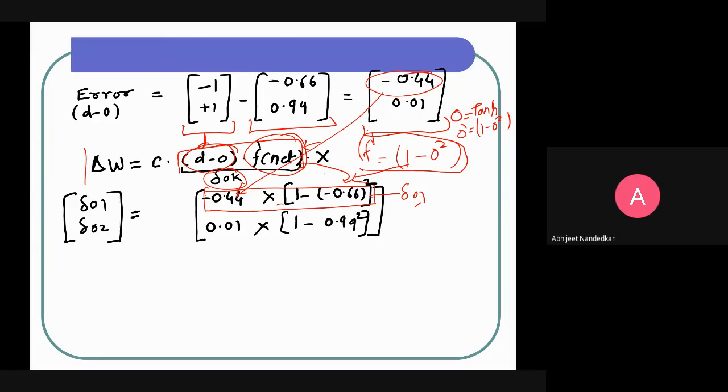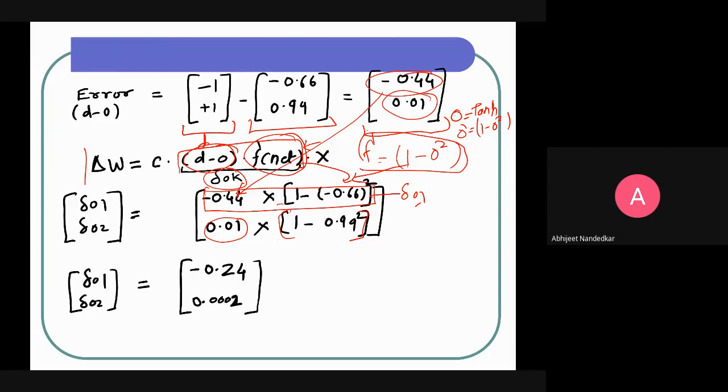Similarly, the error 0.01 is kept here for the second neuron, multiplied by its f dash. The derivative of output is 1 minus 0.99 square, which is written here. So this is the delta O vector for the output side. I am going to remember this because it is required to calculate the hidden weight updation.